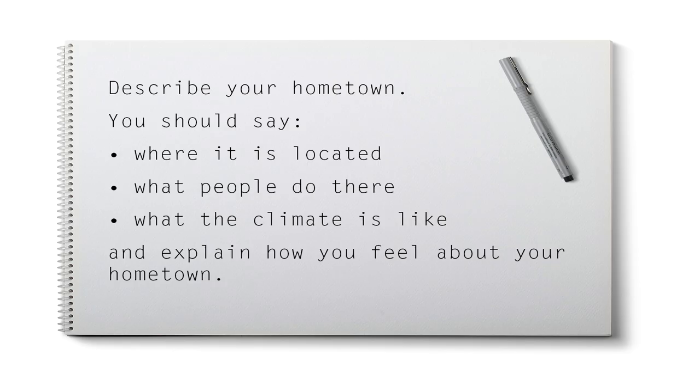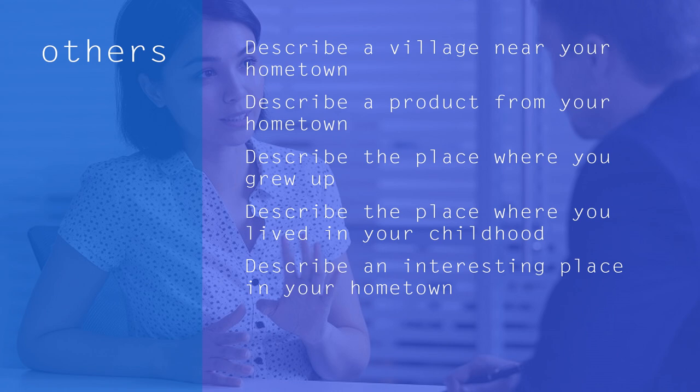Describe your hometown. You should say where it is located, what people do there, what the climate is like, and explain how you feel about your hometown. Please note that there are many possible cue cards related to the topic of hometown, and this is just one possibility. You may also be asked to describe related things or ideas, like describe a village near your hometown, describe a product from your hometown, and so on.